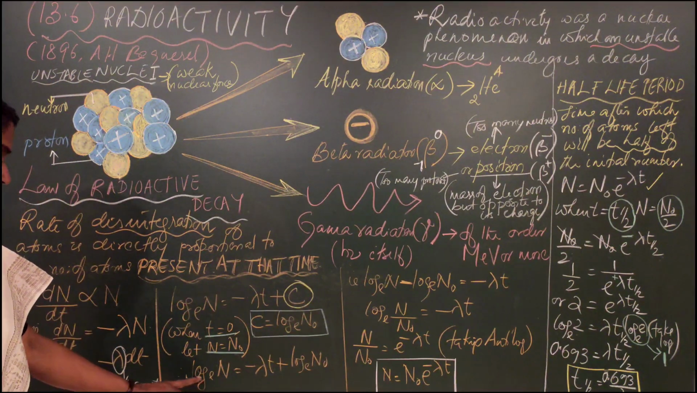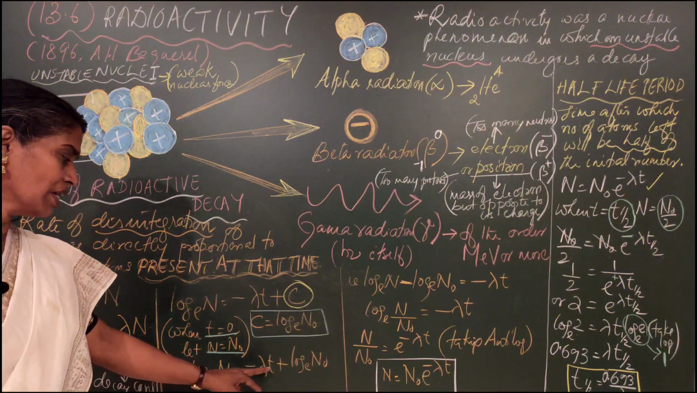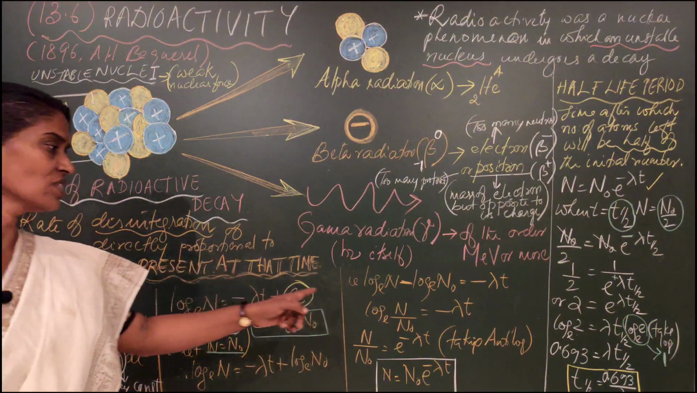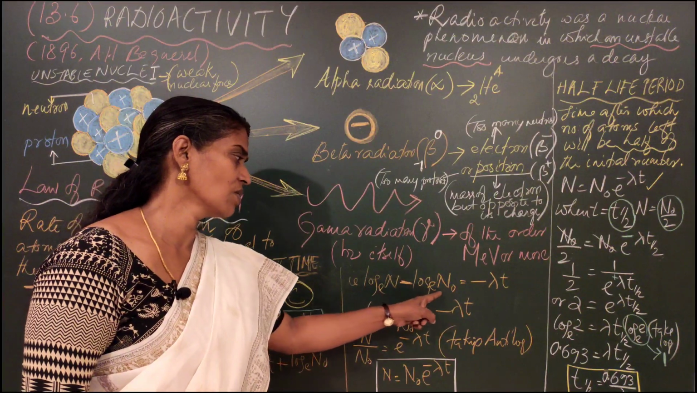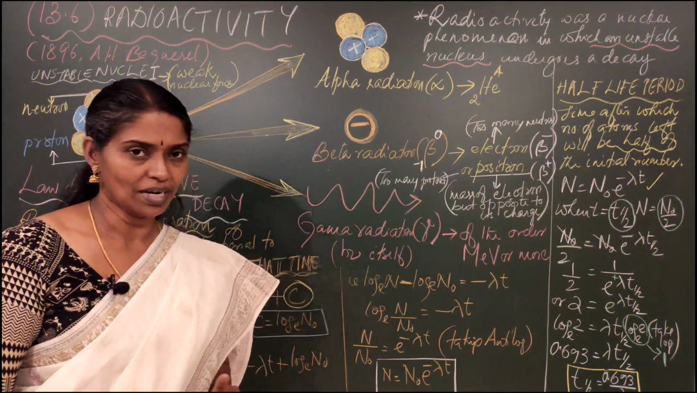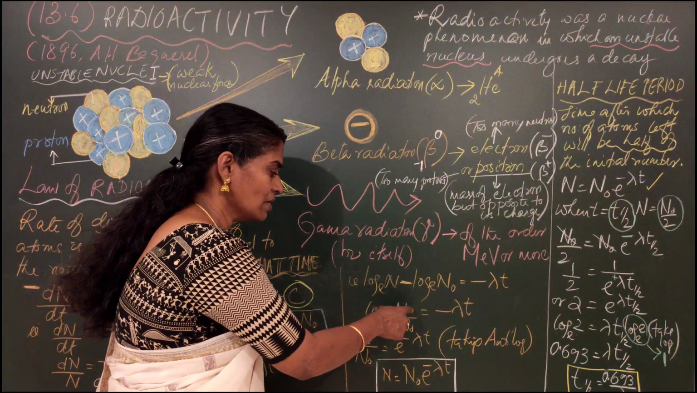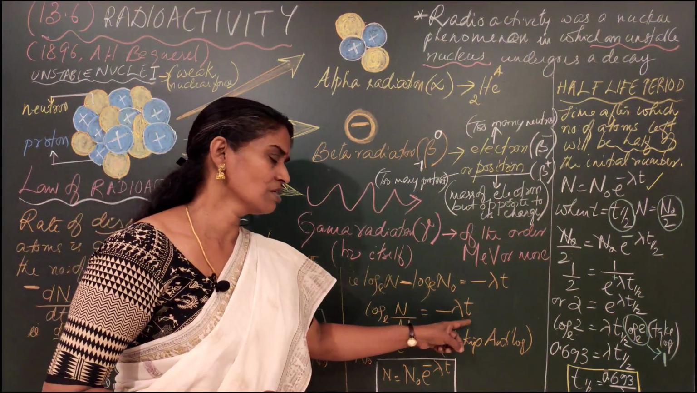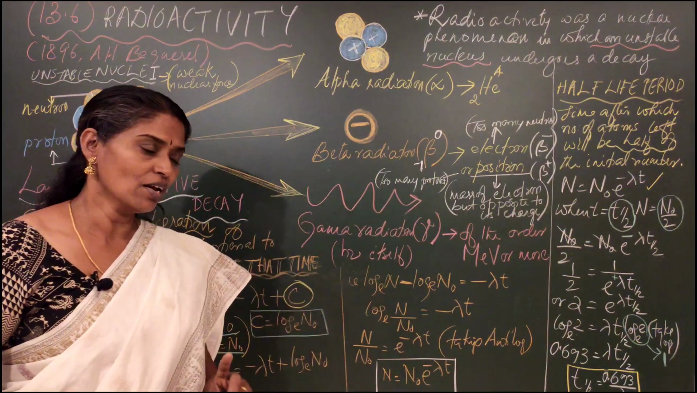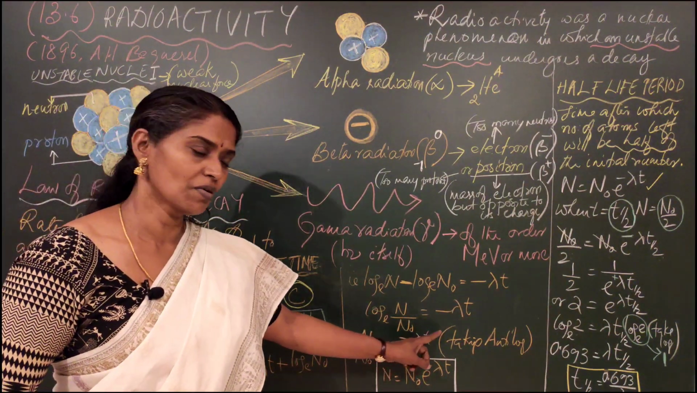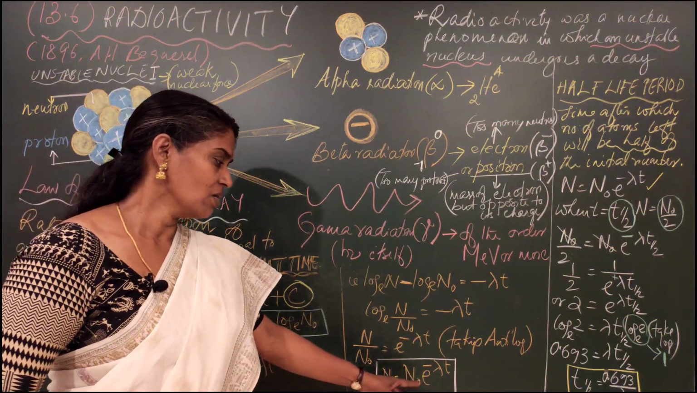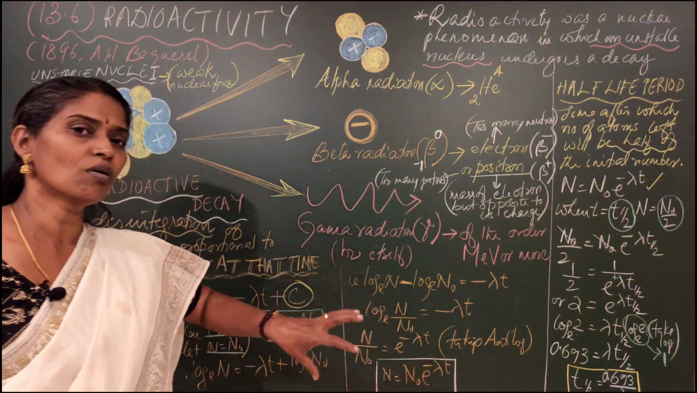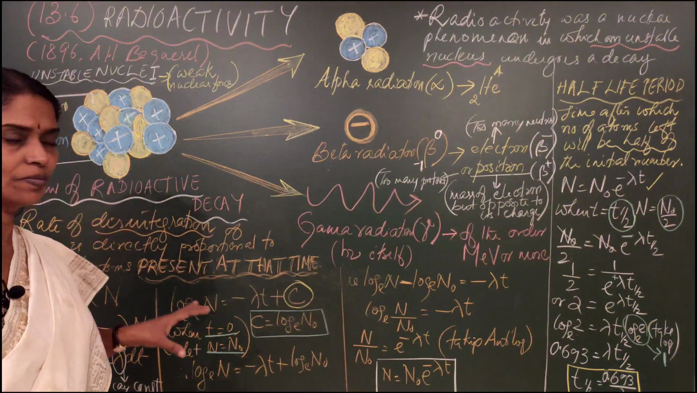And substitute here, log e N is equal to minus lambda t plus log e N0. N0 coming to LHS, log e N minus log e N0 is minus lambda t. And log a minus log b is log a by b. So log of N by N0 is minus lambda t. Taking the antilog, N by N0 equals e to the power minus lambda t, or N equals N0 e to the power minus lambda t. This is the mathematical form or the equation form of the decay law.